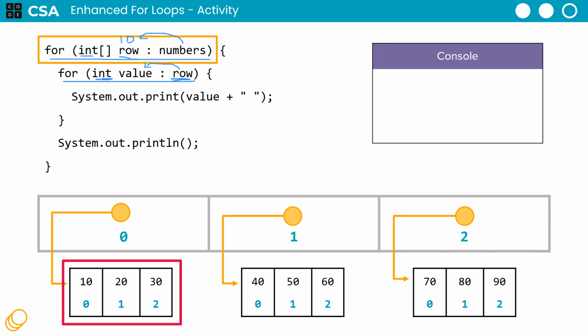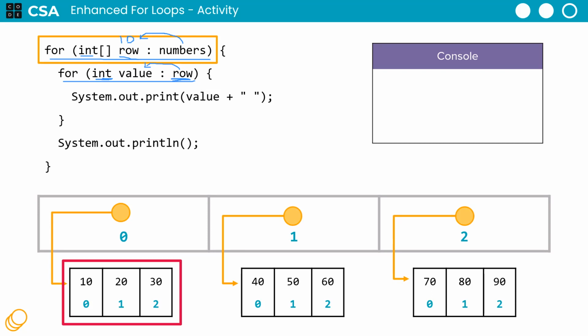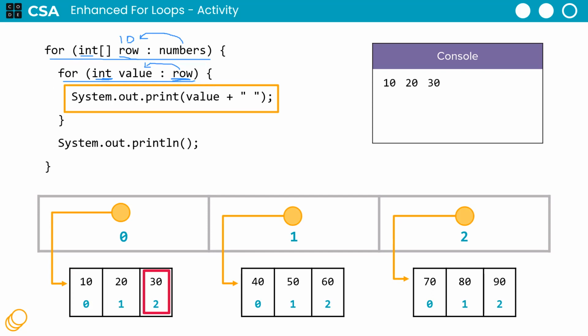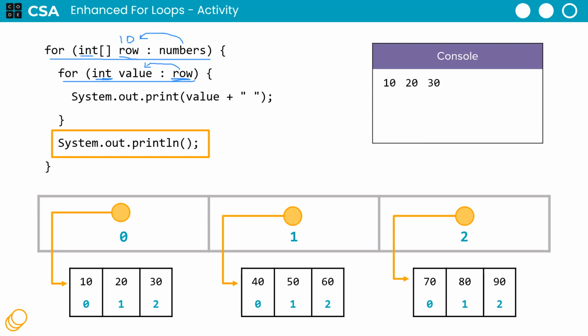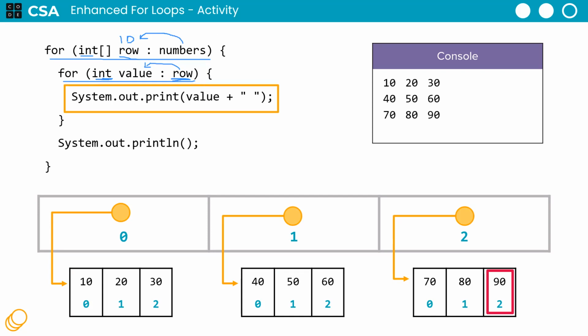So we're going to go through the first outer loop, which is going to access that first row, the 10, 20, 30. And then the inner loop is going to access each element within there and print it. Then at the end of that loop, we're going to do System.out.println, and it's going to print nothing, but just give you a new line. And then we do the same thing again and traverse through each row and print it like that.